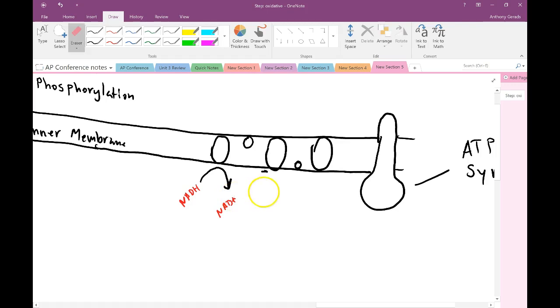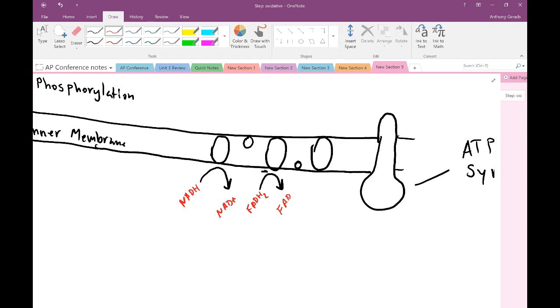All right? And then on this one, I've got something that comes in and something that comes off. For this one, FADH2 comes in, and what comes off is FAD. Okay? On this one, yes, and there's a reason why, and I'll get to that in a second.